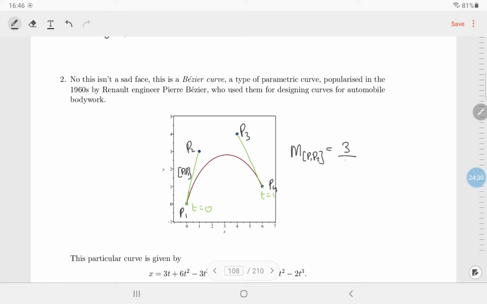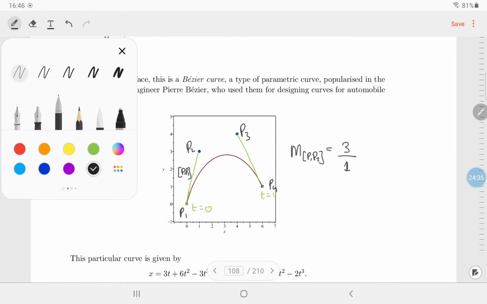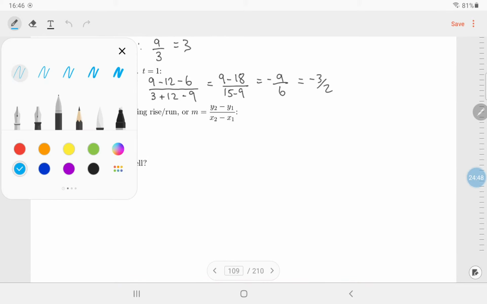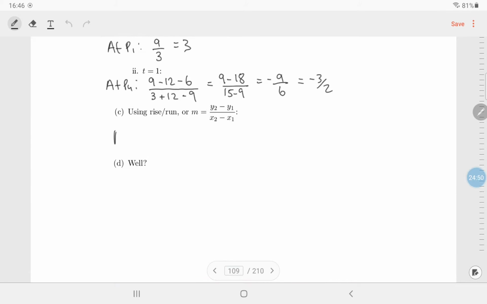And in terms of x's, it goes from 0 to 1, which is 1. So if you just make a little triangle here, right angle triangle, and do slope as rise over run, this is 3, this is 1, so you get the slope is 3 over 1. Or you can use the slope formula. I like rise over run, we'll write it here. So the slope of P1, P2 is rise over run. The rise was 3, the run was 1, and that's equal to 3.